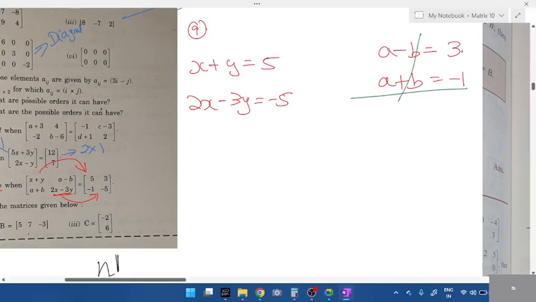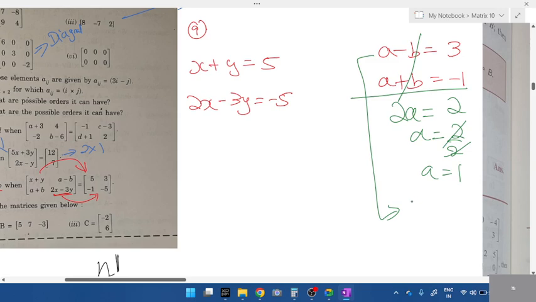I can just cancel it. Don't have to multiply anything. Coefficient is also 1, right? So what is a plus a? 2a. 3 minus 1 is 2. What's the value of a, student? 1. Yeah, take any one equation.